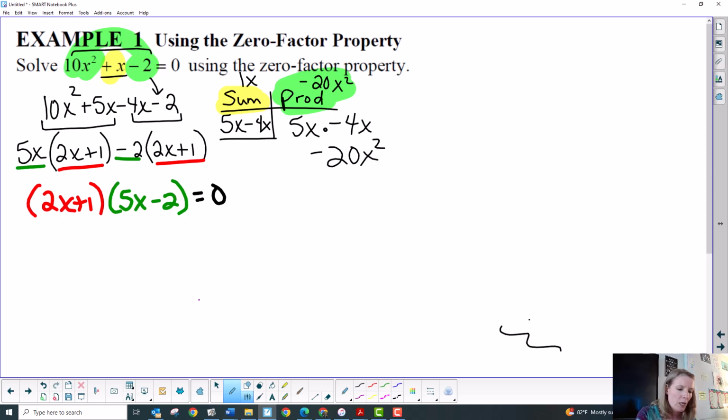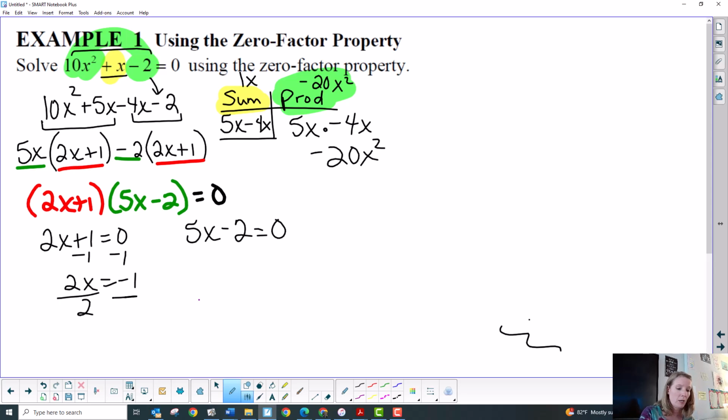Okay, there we go. So I'm going to set them both separately equal to 0. So 2x plus 1 equals 0, and 5x minus 2 equals 0. I subtract the 1 and just solve it straight up. So divide by 2. Hold on, pause it.